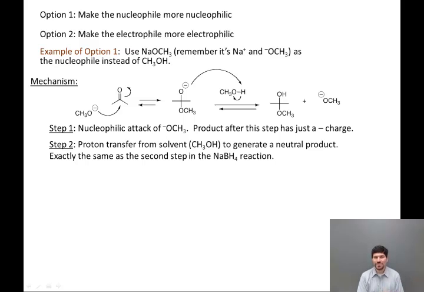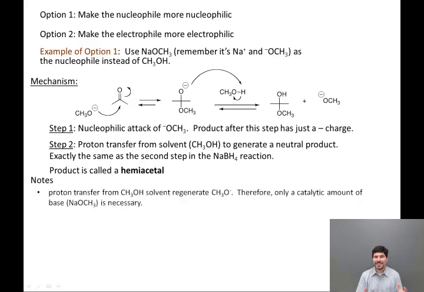The methanol then serves as the proton source to generate a neutral alcohol product in the second step of the mechanism. This is exactly the same as the second step of the sodium borohydride mechanism, where we usually do those reactions in ethanol rather than methanol, but we have proton transfer from the solvent to generate a neutral product. This product, where you have an OCH3 and an OH bound to the same carbon, if you think back to your lesson on functional groups, is called a hemiacetal, and this reaction overall is called hemiacetal formation. In this case, we are doing it under basic conditions. In a couple of videos, we will revisit this under acidic conditions.